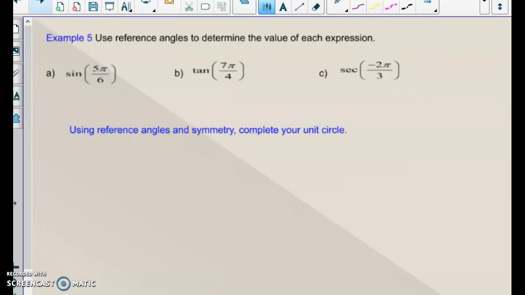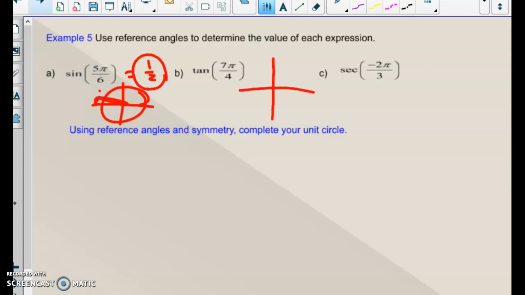Use the reference angle to determine the value. So if I draw my unit circle and I do my 5 pi over 6, that means I have a pi over 6 reference angle. And I know that the sine at pi over 6, sine is the y, is equal to a half. But since I'm in the second quadrant, I know from all students take calculus that it's positive in the second quadrant, so it stays a half.